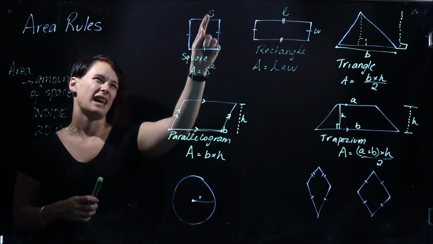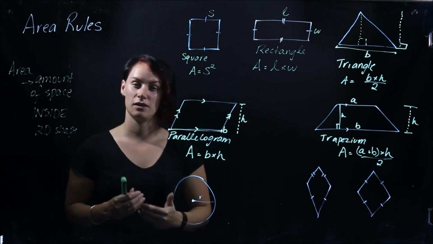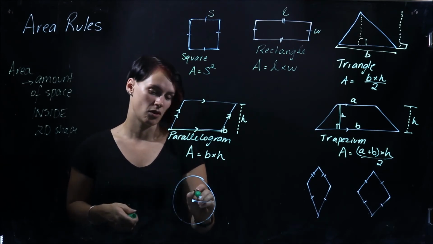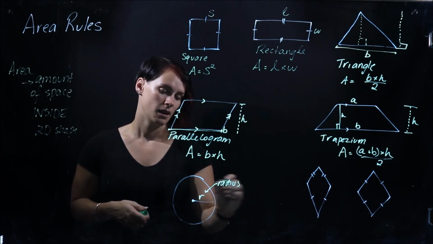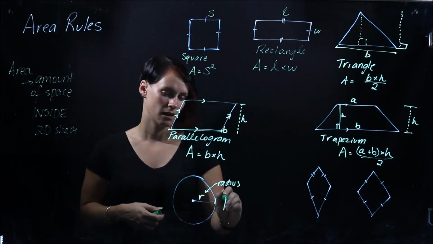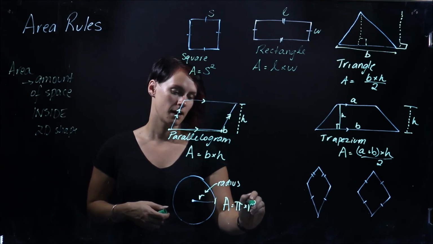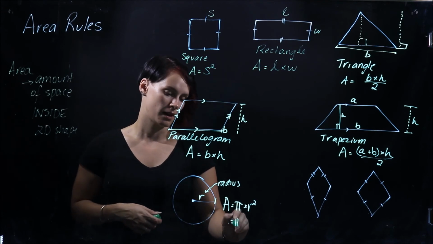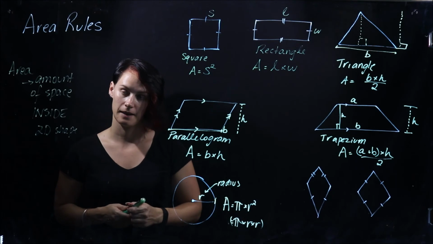And you can see we have S in a square, we have L and W in the rectangle. You've got to learn where all these different letters fit in as well. Okay, our circle is no different. We've got R for radius, remember, and that is the distance between the centre of the circle and the outside arc there. So our area here is equal to pi times R squared. The radius times the radius, so pi times radius times radius. That's really what we're looking at there.